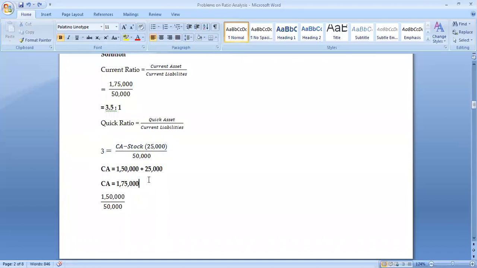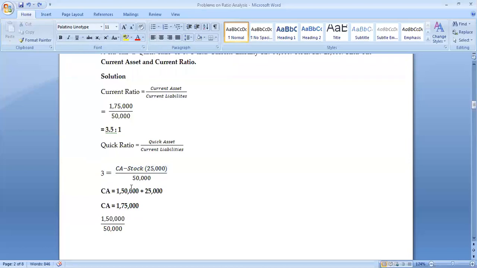I'll repeat again. See, here there is 50,000. 50,000 into 3 will give you 1,50,000. So you're taking current assets here, so it becomes the 25,000. So current assets will be 1,75,000. So you got the current assets now. So apply to the current ratio. So current assets is 1,75,000 by 50,000. You got 3.5:1.